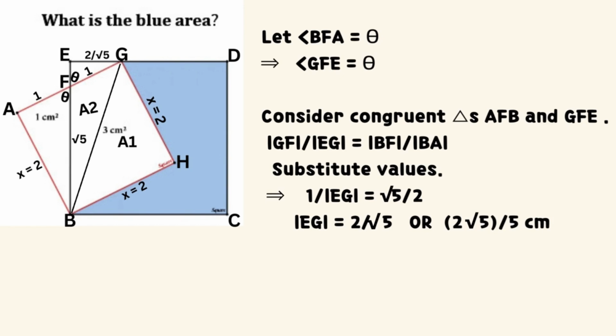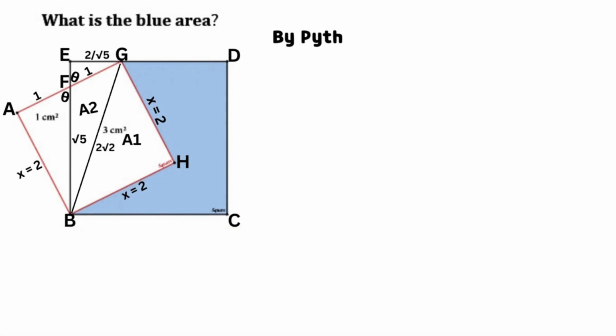Cross-multiply and we have that line EG equals 2 divided by the square root of 5, or the product of 2 and the square root of 5, all divided by 5 in centimeters.